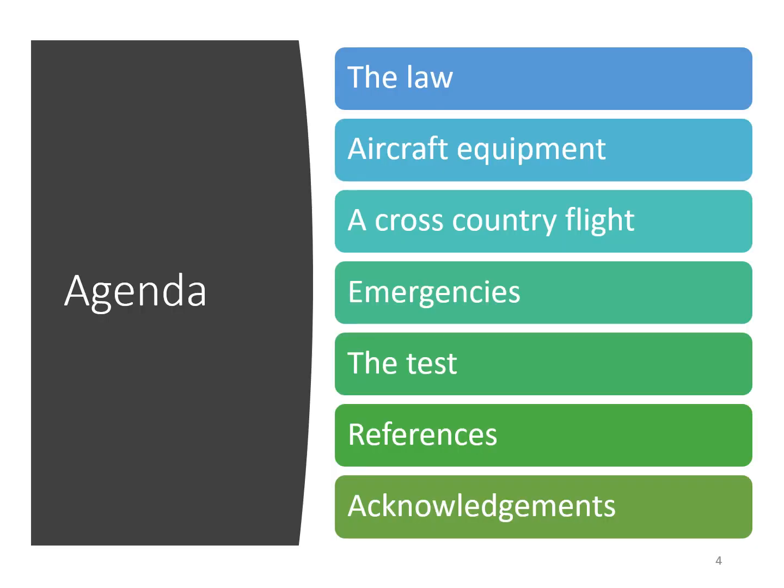This is our agenda. We're going to talk a little bit about the law, then about equipment that the aircraft has. After that, we'll focus on our cross-country flight. There'll be a section on emergencies, a discussion about what to expect in the test, and then in the slide pack there are some references and some acknowledgements.